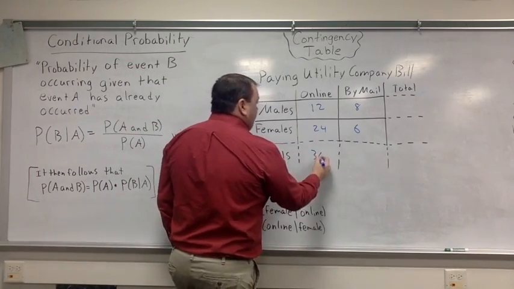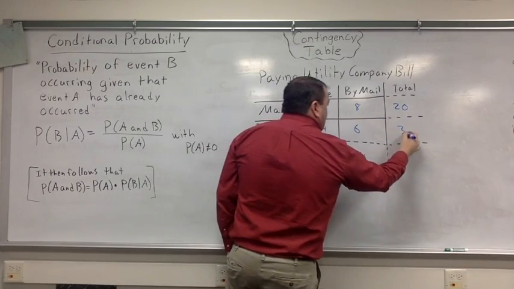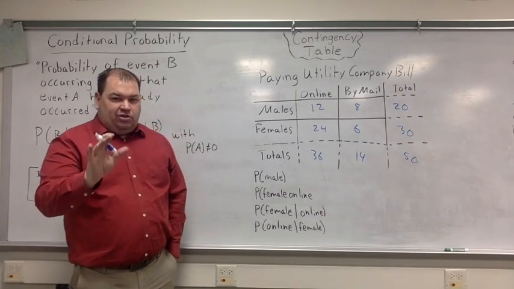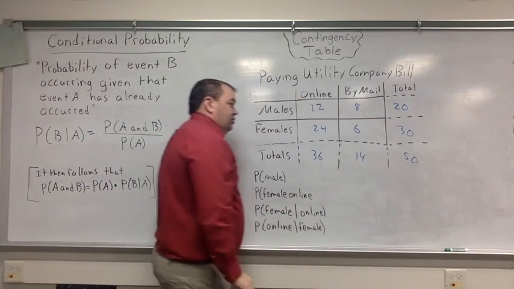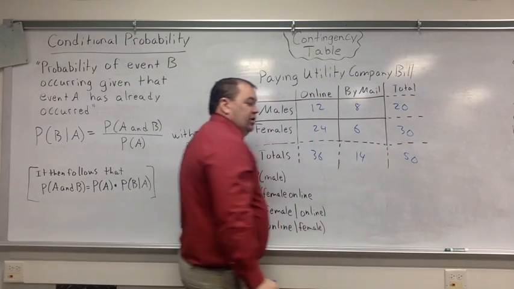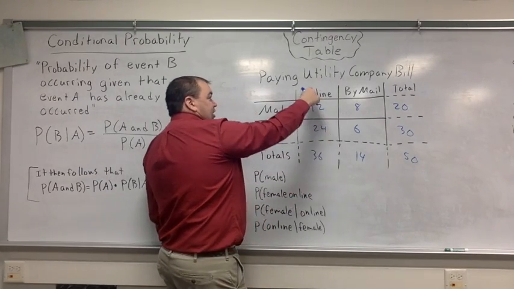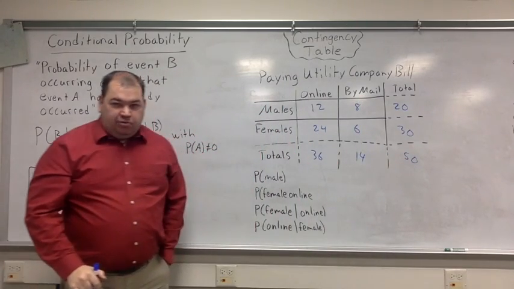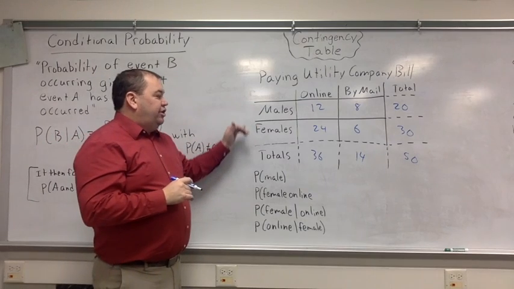So this total right here, this total right here, but they also total them the other way. There are 50 people on this chart altogether. So let's look at the chart itself before I try to do any calculations. This row says that there were 20 males that they talked to. This row tells me there were 30 females, a total of 50 people. If I look at it as columns, there were 36 people who paid their bill online. There were 14 people who paid it by mail, for a total of 50 people. This does not mean there were 100 people. It's the same 50 people that are separated by gender.